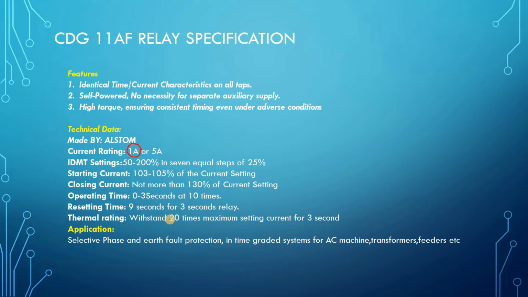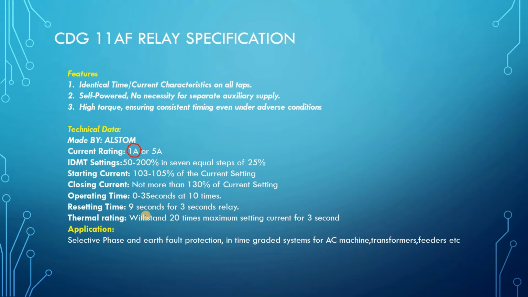But just imagine the relay rating is given as 1 ampere, and you give 1000 amperes. The relay will trip, but what will happen to the relay? Why is the relay not directly connected to the transformer? Why is it connected through the CT? So that means there is a limit. It's not that we can give any current and the relay will trip. So that signifies the thermal rating.